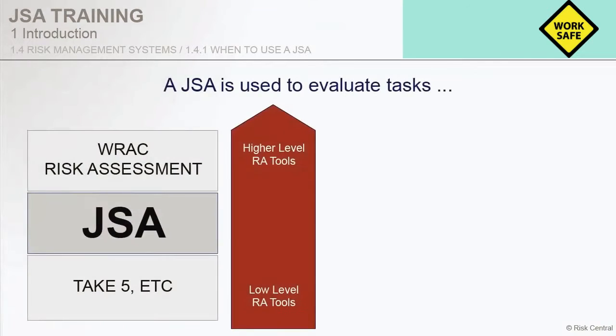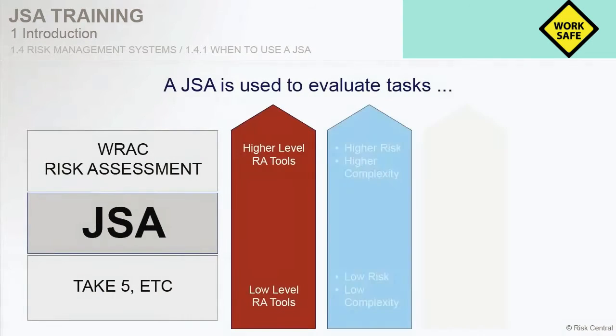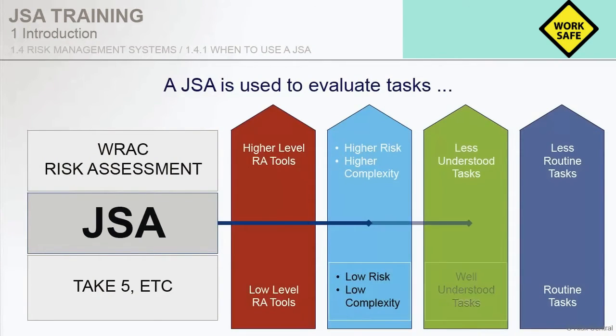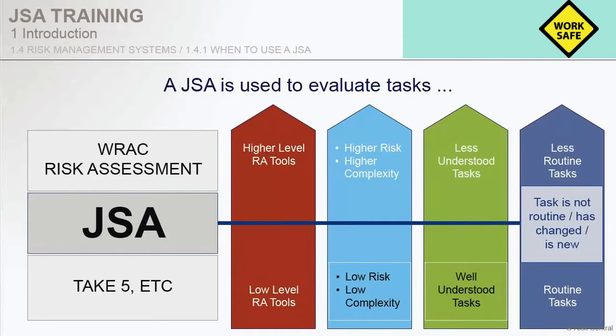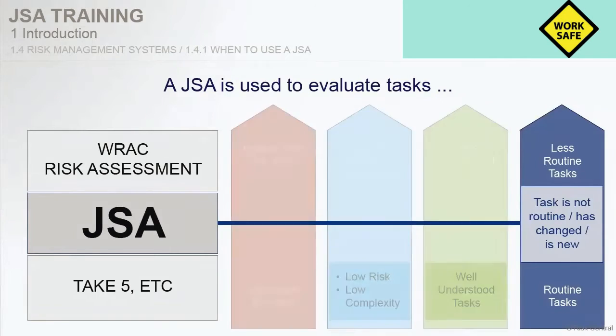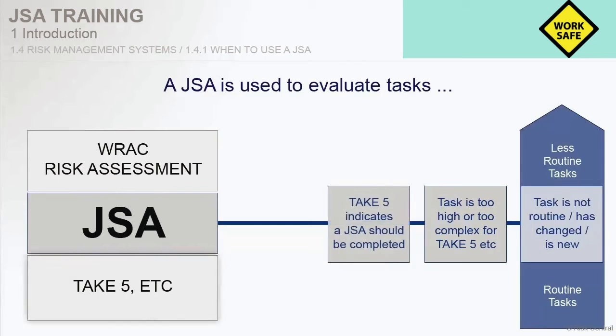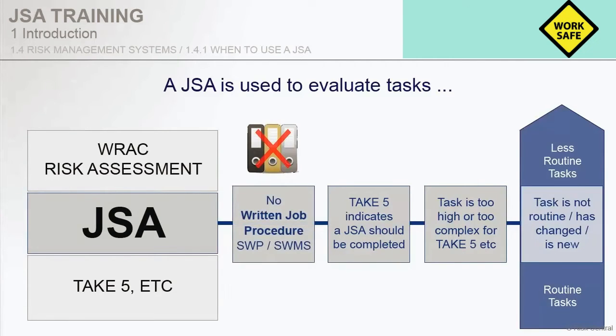In most organizations, a JSA is used to evaluate tasks in the following situations. Task is low risk and low in complexity. Task is well understood. Task is not routine, task has changed, or task is new. For example, people, equipment or conditions have changed. Task is too high risk or too complex for individual informal risk awareness tools such as Take 5. An individual risk awareness tool such as a Take 5 has been completed and it indicates that a JSA be completed. Or task has no written job procedure or standard work instructions such as safe work plan, safe work method statement and so on.